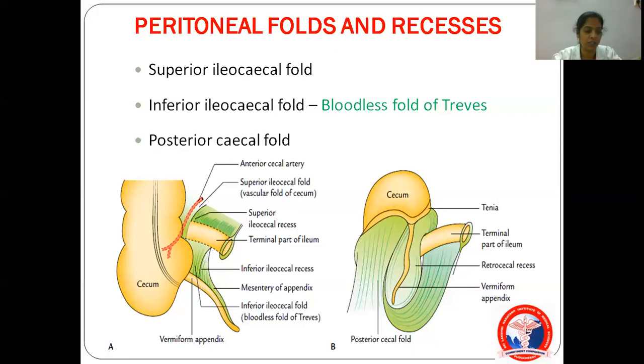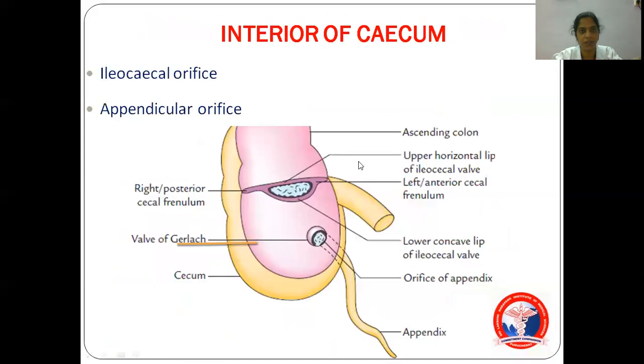Then we start with the cecum. We have seen about the location of the cecum, in which quadrants it is located. Then we have seen the features of the cecum. Then we discussed the relations anteriorly and posteriorly. We also saw the peritoneal folds and the recesses. The next one: after seeing all this, you are going to see the interior of the cecum.